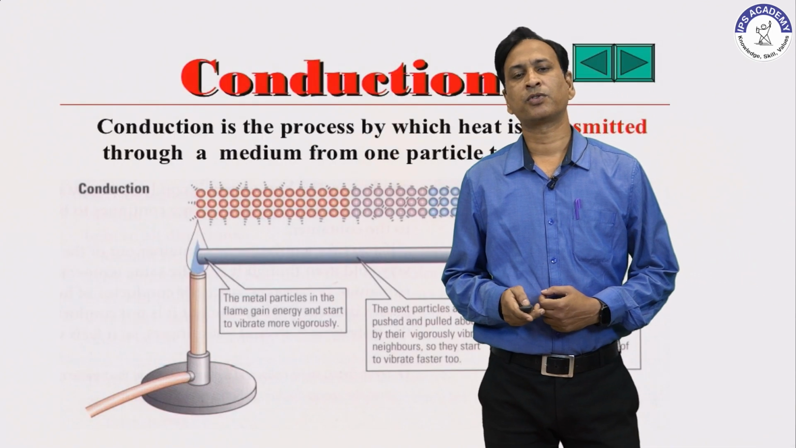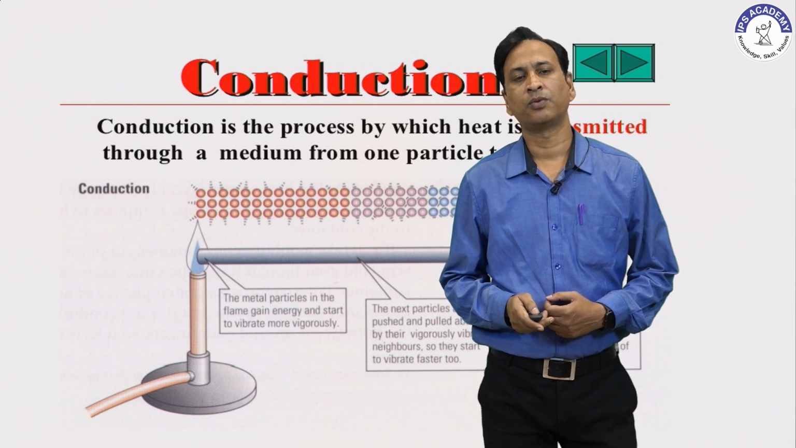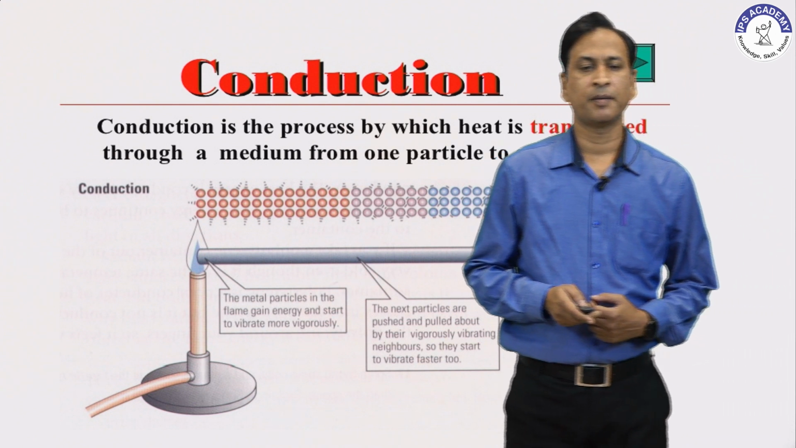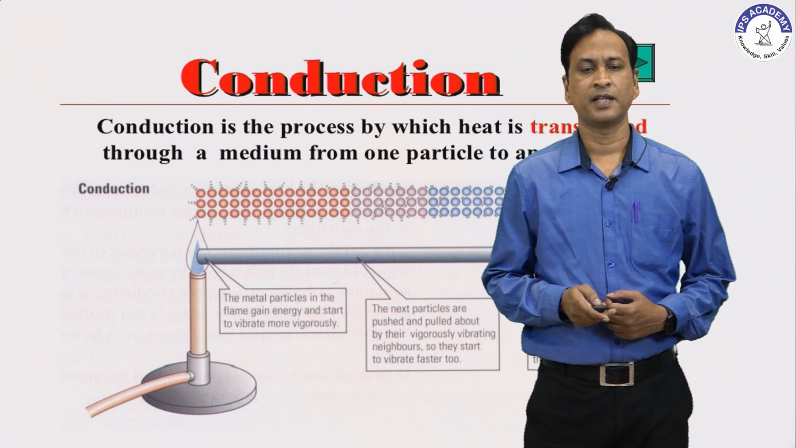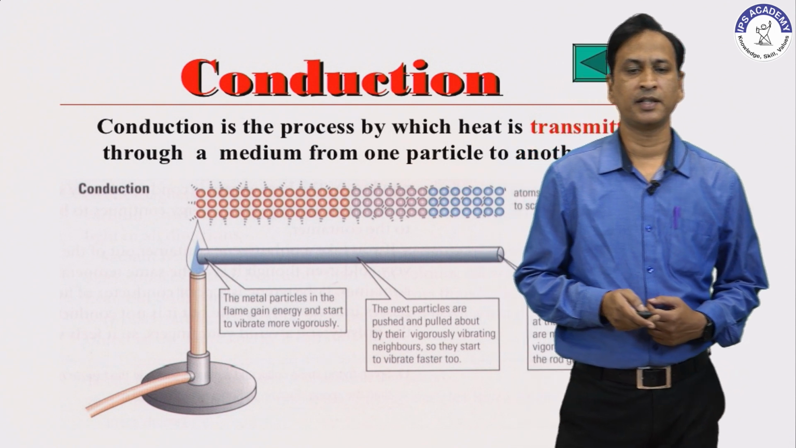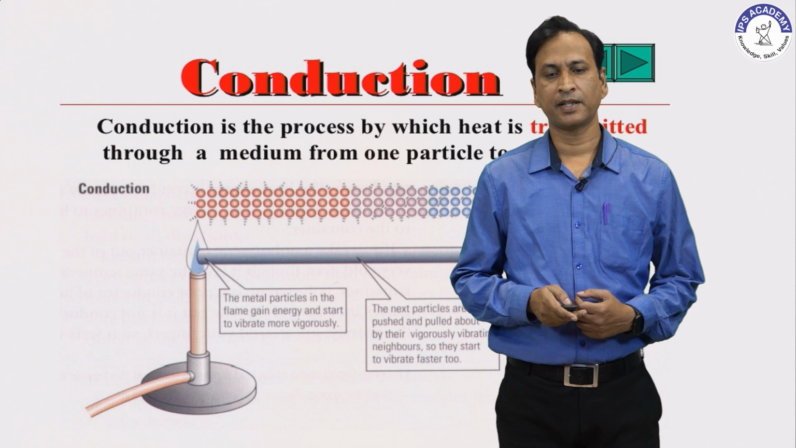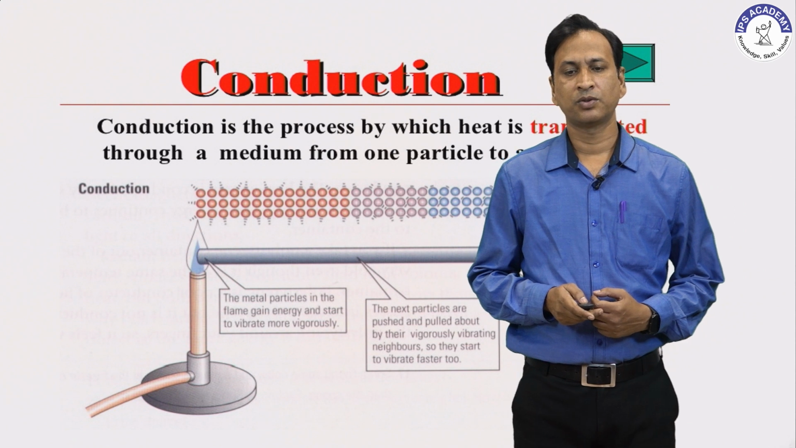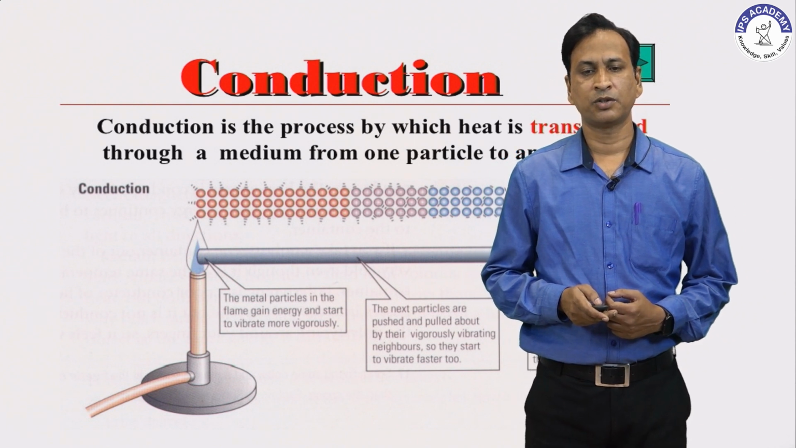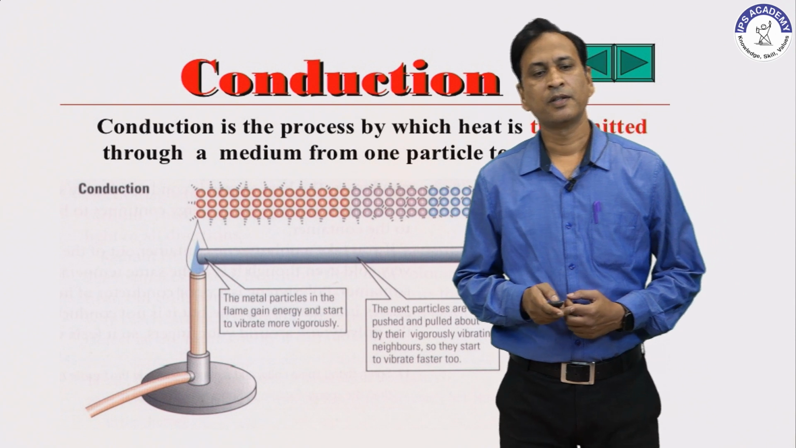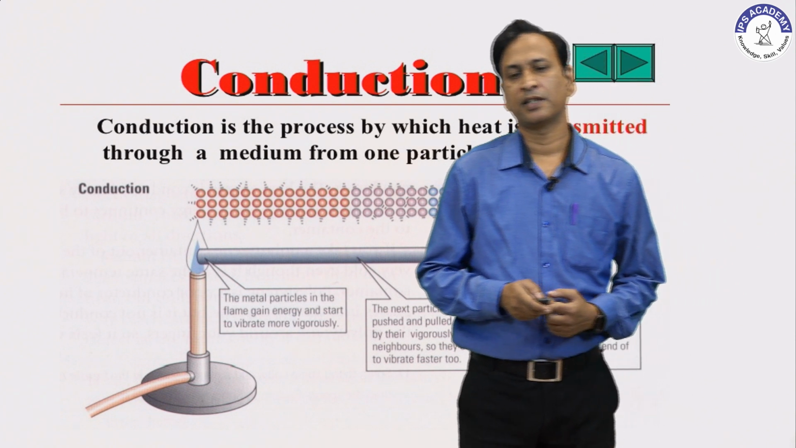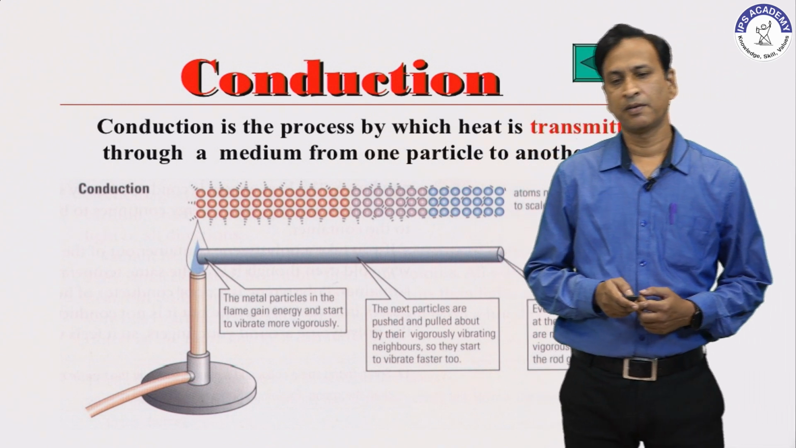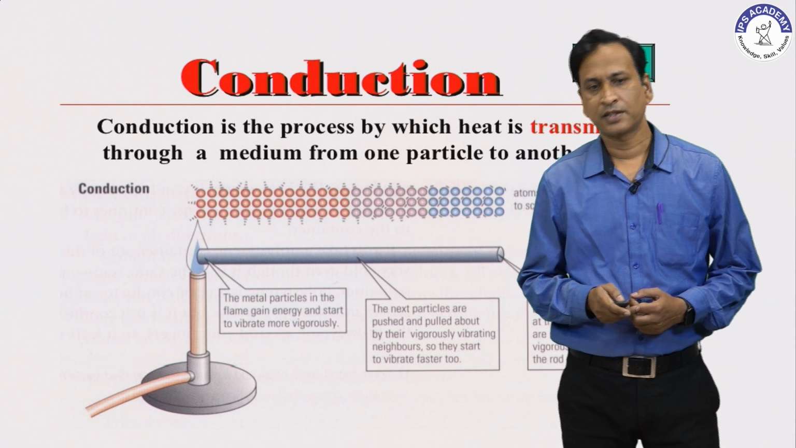Conduction is the process by which heat is transmitted through a medium from one particle to another. Take the example of a rod. The metal's particles in the flame gain energy and start to vibrate more vigorously. The next particles are pushed and pulled by the vigorously vibrating neighbors, so they start to vibrate faster too. Eventually the particles at the far end of the rod are made to vibrate vigorously, and the end of the rod gets hot.